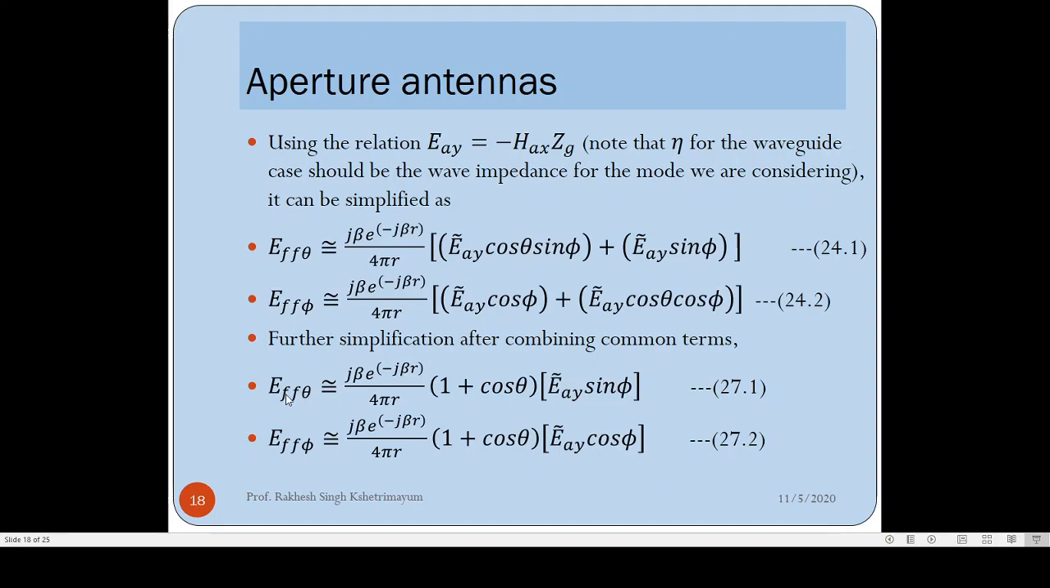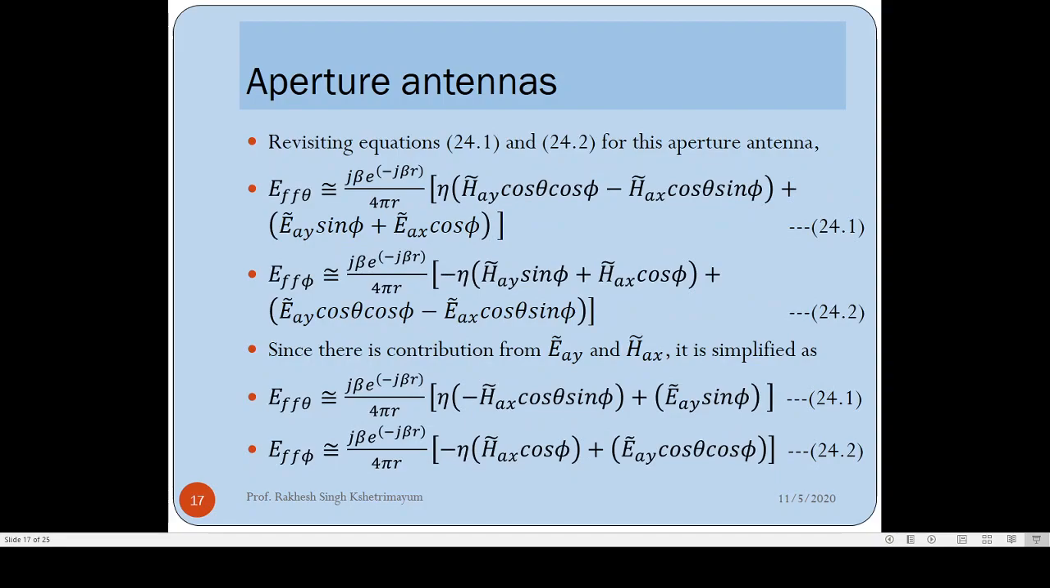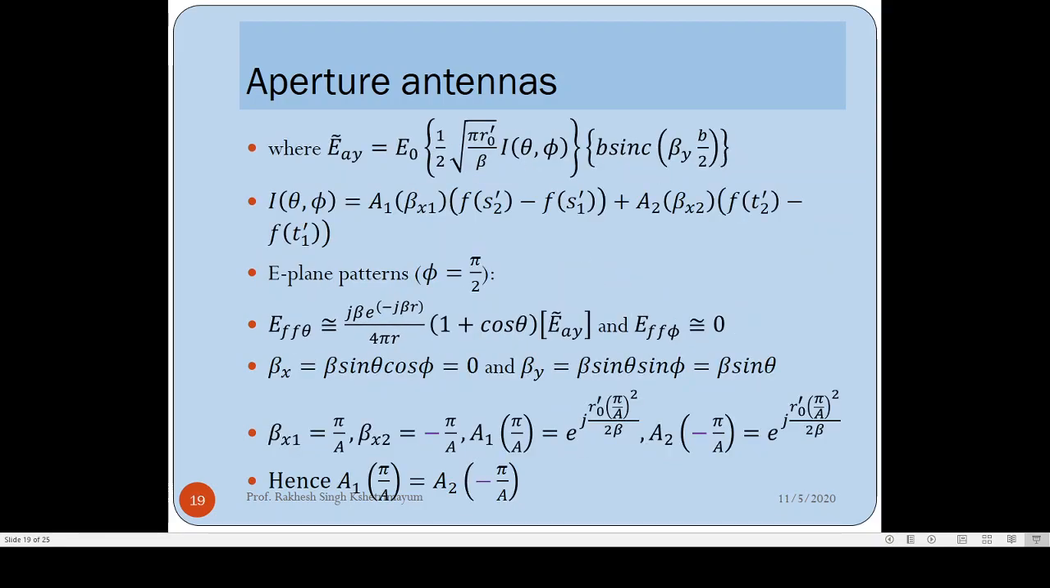And this EFF theta will become this expression with sine phi equal to 1. So we have EFF theta is this, and EFF phi is 0 for the E plane pattern. And beta x is 0, beta y is beta sine theta. If beta x is 0, beta x1, which was beta x plus pi by a, will be simply pi by a. Beta x2 will become beta x minus pi by a. Beta x is 0, so minus pi by a. So beta x1 and beta x2 have the same expression with a sign change.